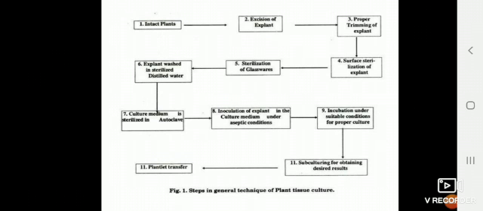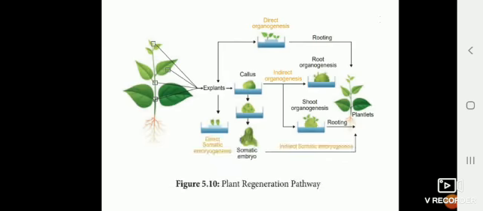The explant is washed in sterile distilled water and the culture medium is sterilized in the autoclave. Then comes inoculation of the explant in the culture medium under aseptic conditions, and incubation under suitable conditions for proper culture. Then it goes for subculturing to obtain the desired results, then plant transformation. These are the steps involved in the plant tissue culture program, the general technique for plant tissue culture.